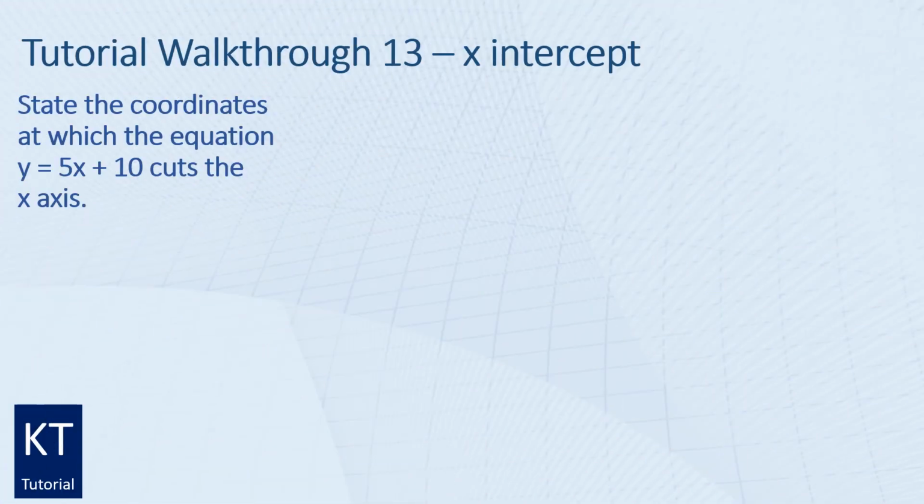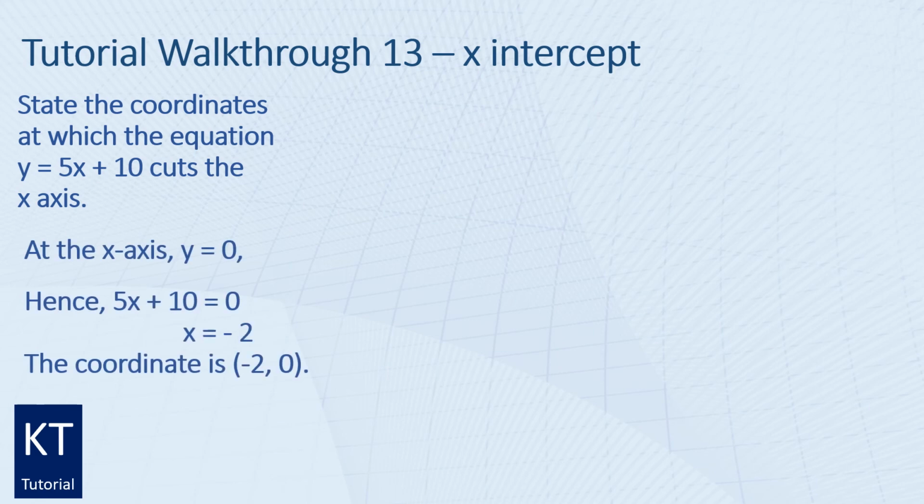Tutorial walkthrough 13. State the coordinates at which the equation y equals 5x plus 10 cuts the x-axis. At the x-axis, the y value is equal to 0. Hence, we can equate 5x plus 10 to 0. With that, we can decipher x as being minus 2. Therefore, the required coordinate is minus 2, 0.